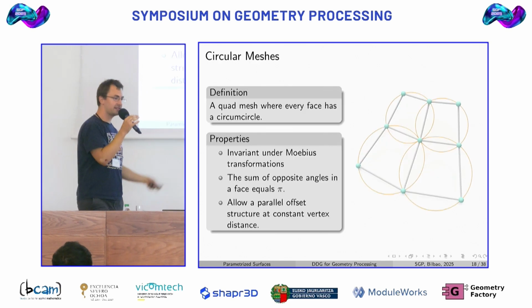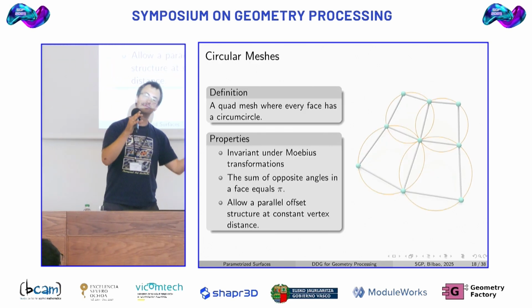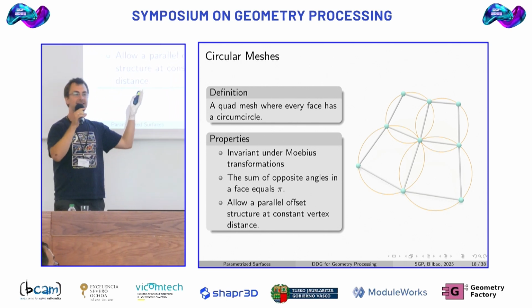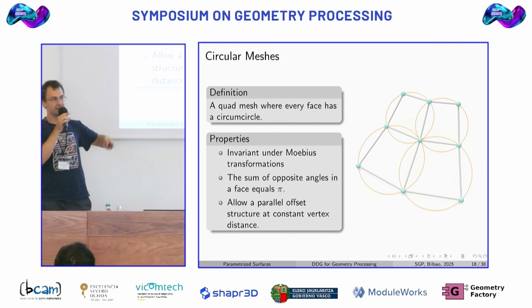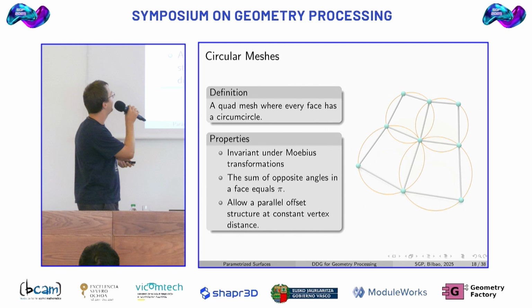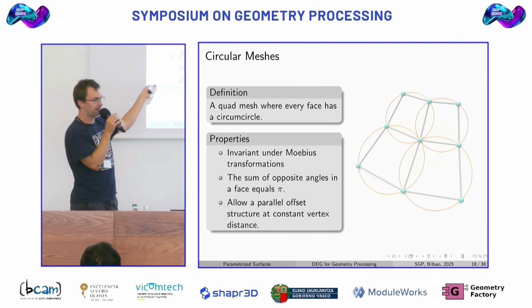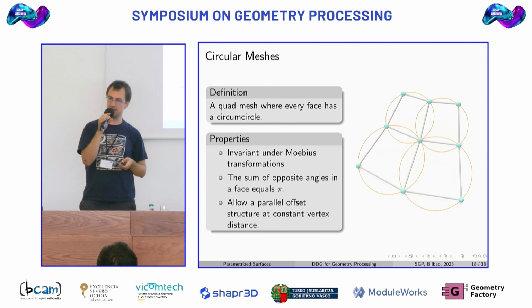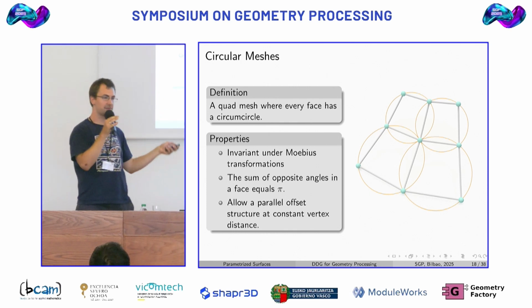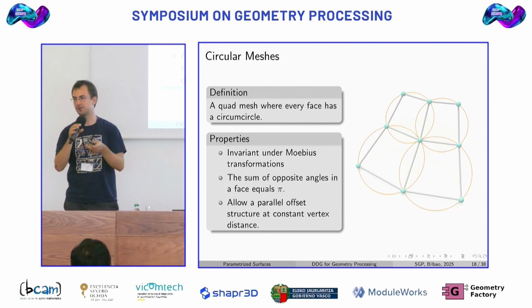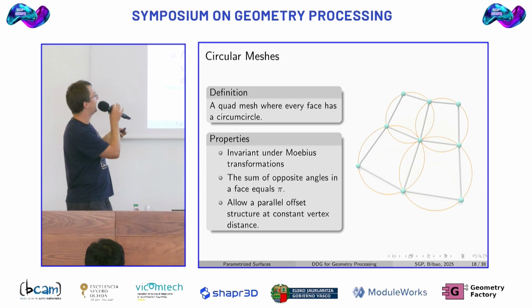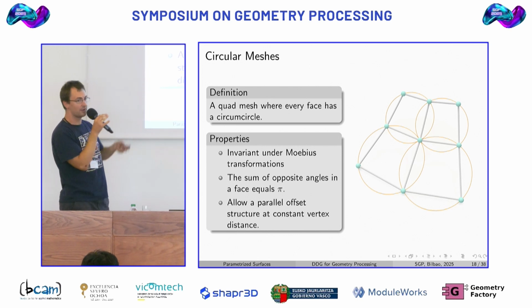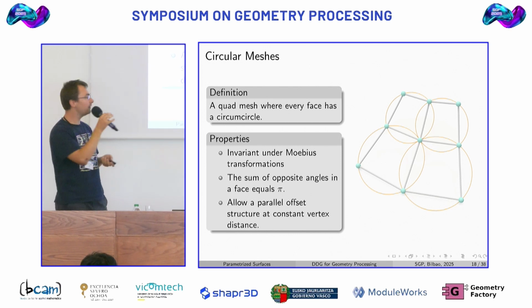The circular meshes can be defined by the fact that every face has a circumcircle. All four vertices lie on a circle. And they have nice properties. They are invariant under Möbius transformations. These are transformations that preserve conformality, that preserve circles. And this invariance can be a design tool as well.